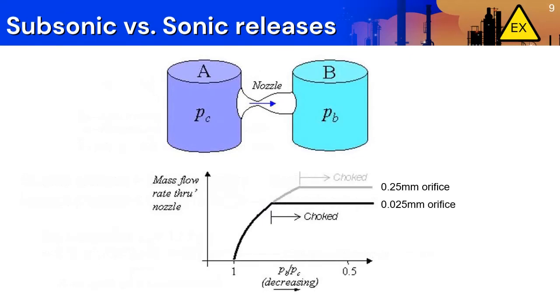So, why is this important? It has to do with the mass release rate through an orifice.